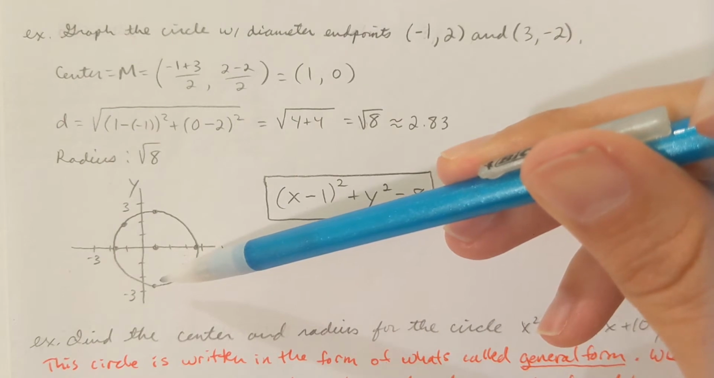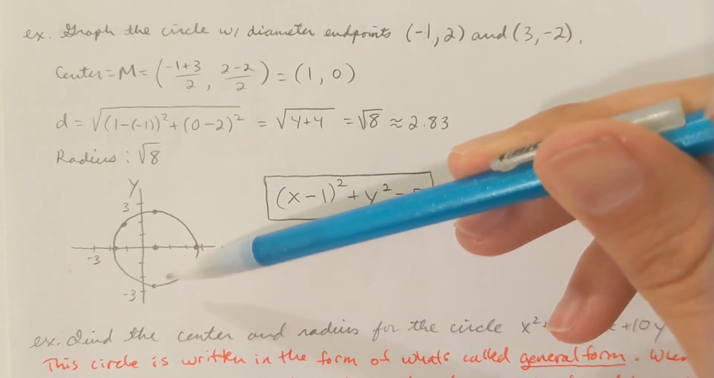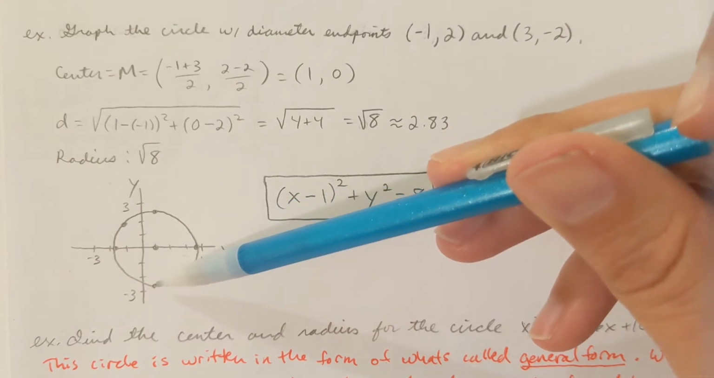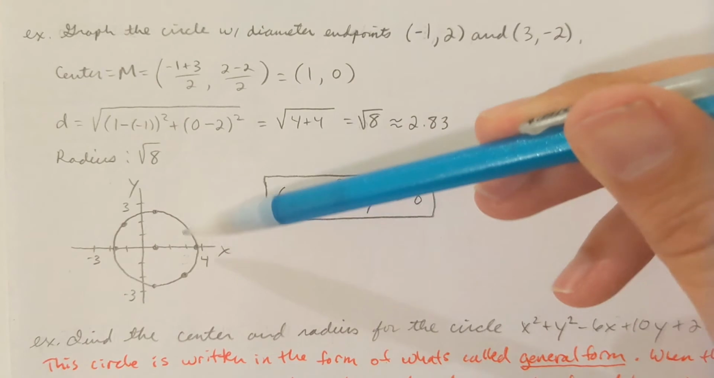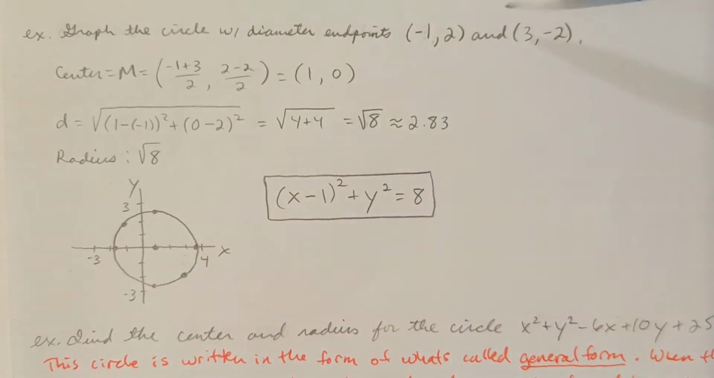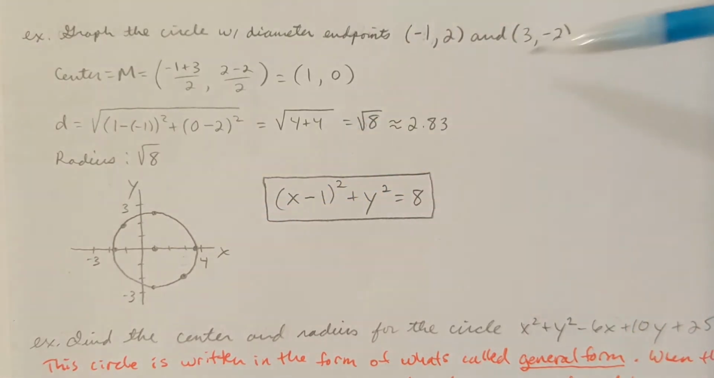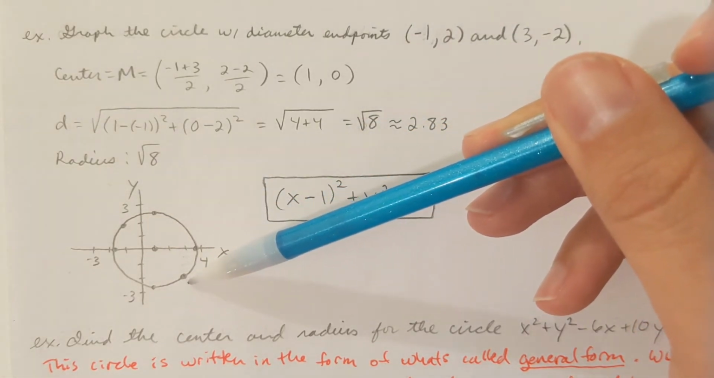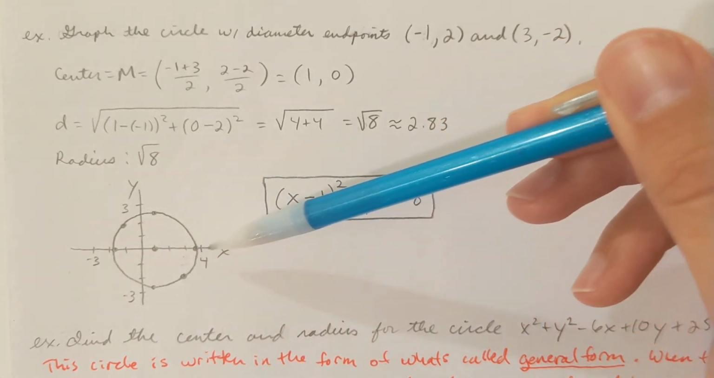and then 2.83 units below the center brings me to the point. Okay, and so there's 4 points that I have around my center. And I can also plot these points, (-1, 2) and (3, -2). So I've got 6 points here to work with where I can then draw my circle.